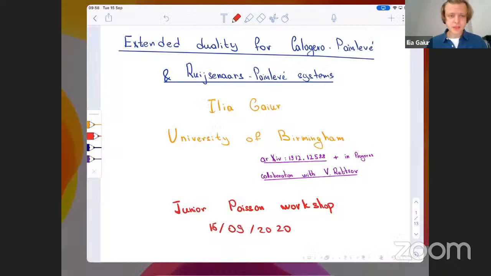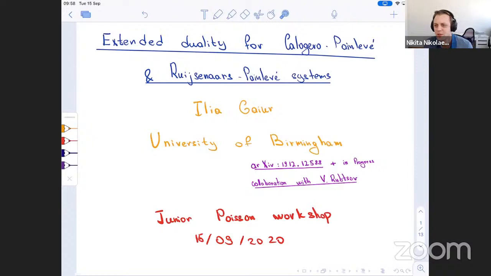So we can see my screen now, yeah? Yep. Yes. Yeah, it looks very good. Thanks. Okay, so let's just wait a minute before we start. Sure. Right.